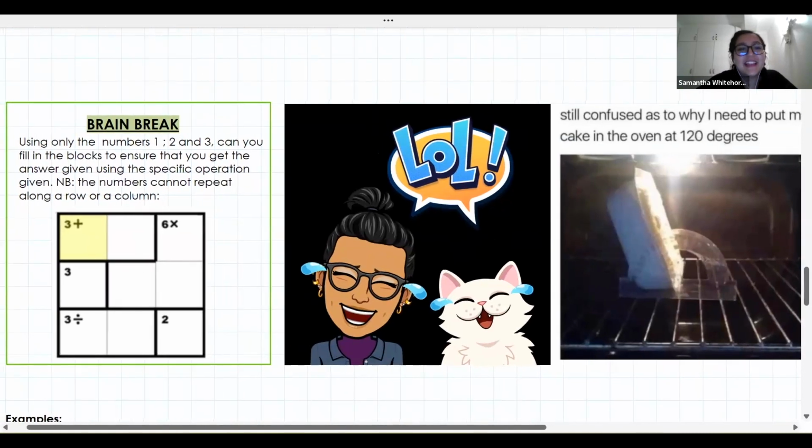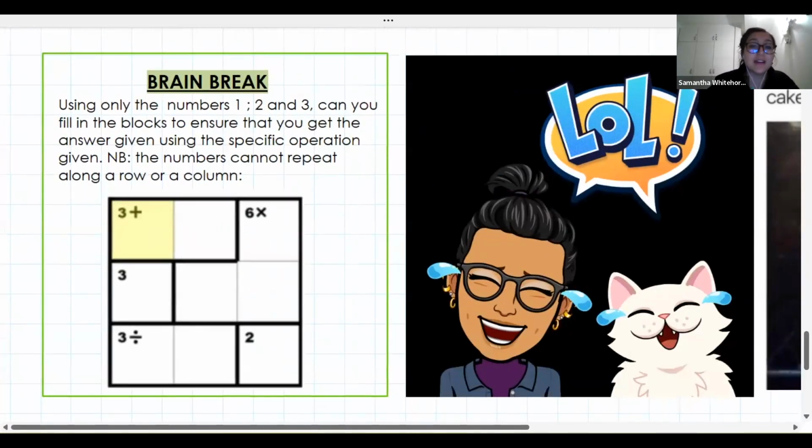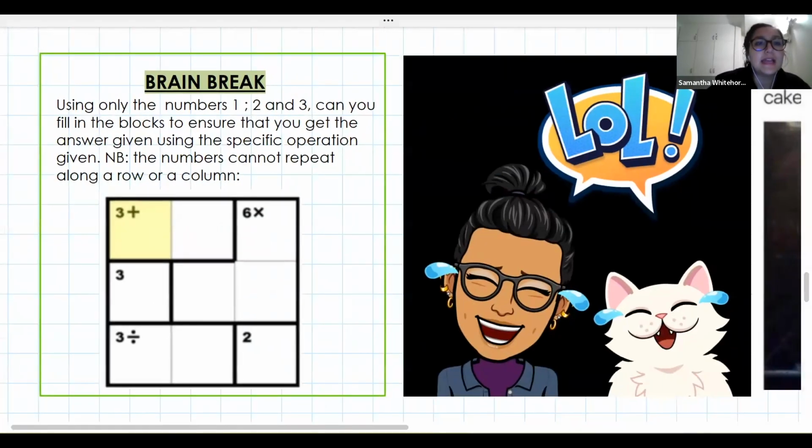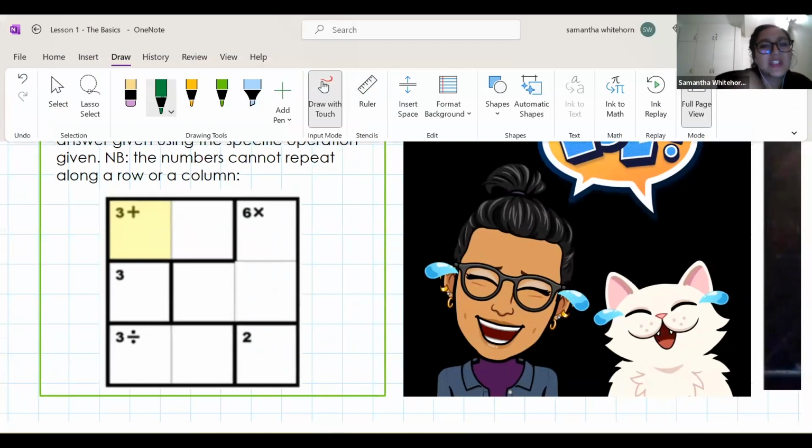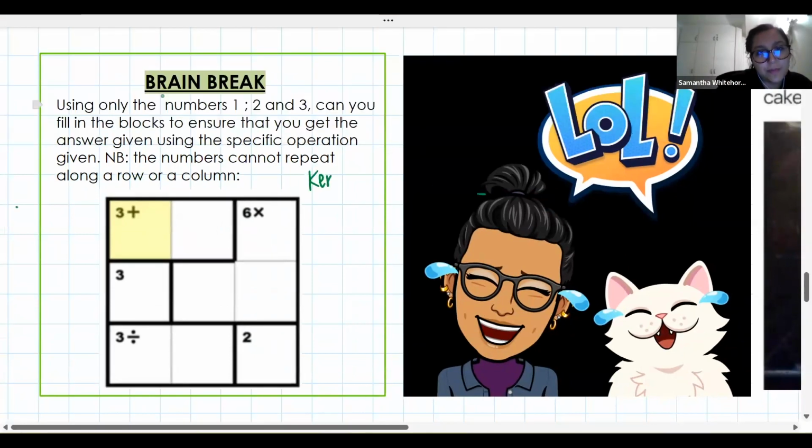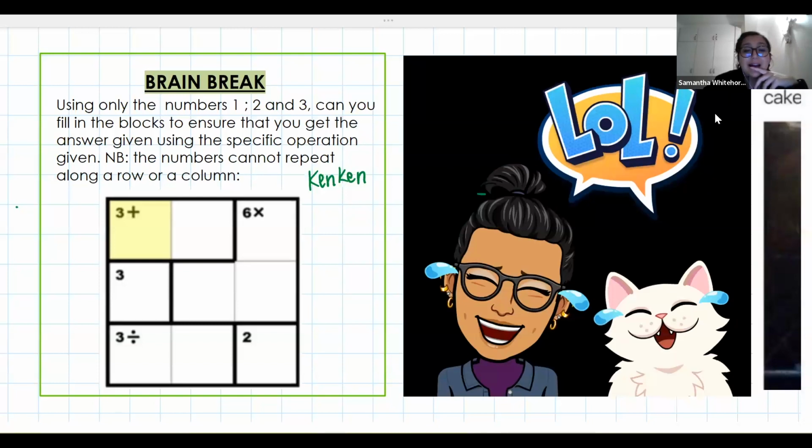Okay, so guys, our brain break today is what we call a KenKen. I don't know how many of you have ever seen or done a KenKen before. A KenKen is sort of like a Sudoku, but it works with mathematical operations. I really enjoy KenKens, and they can get quite big and quite complex. I like this as a brain break because we're doing some maths, but it's a fun way of doing maths.